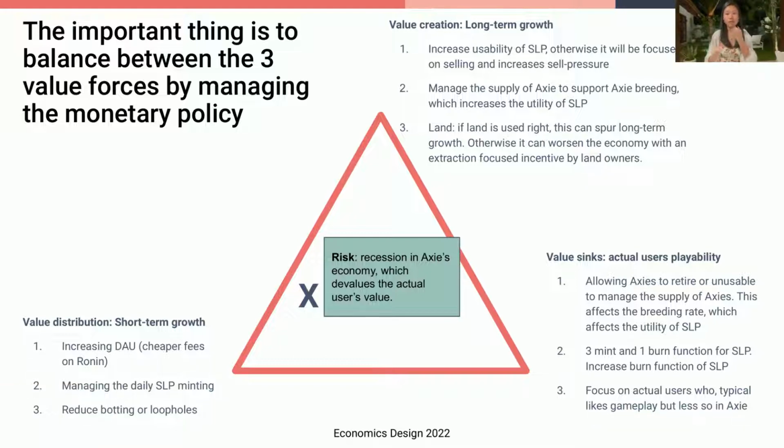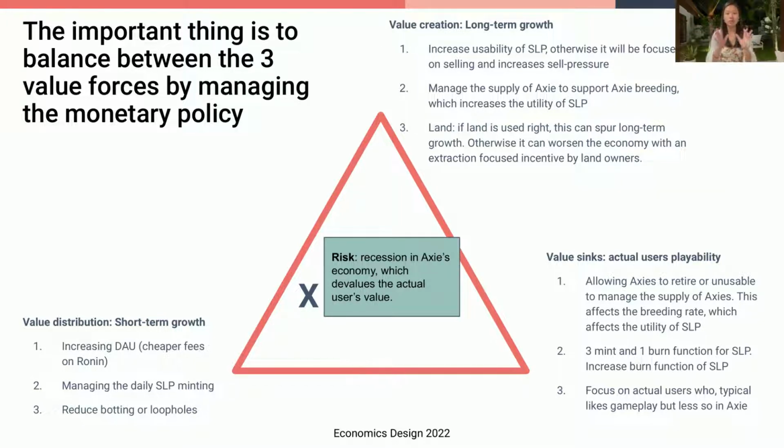So if we map value creation, sinks, and distribution into a triangle, ideally we want to balance all three and be in the middle. Looking at these three forces, we can plot where Axie is. Axie is closer towards the value distribution side of short-term growth than actual balance in the middle. What does that mean?